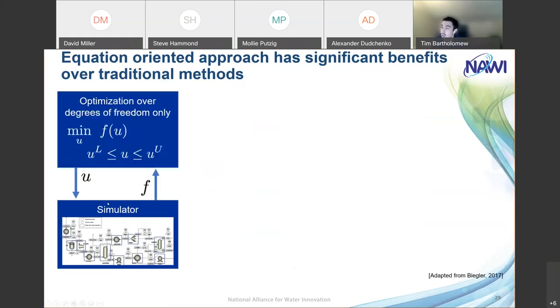This usually gets paired with a separate optimization routine, where you're minimizing the objective function over the decision variables U. These U decision variables have bounds, and the optimization routine sends the decision variables, calls the simulator, gets its output, and iteratively repeats this process. For this black box type of optimization, that is derivative-free optimization, it takes about 1 to 1,000 simulations for just a small number of degrees of freedom.